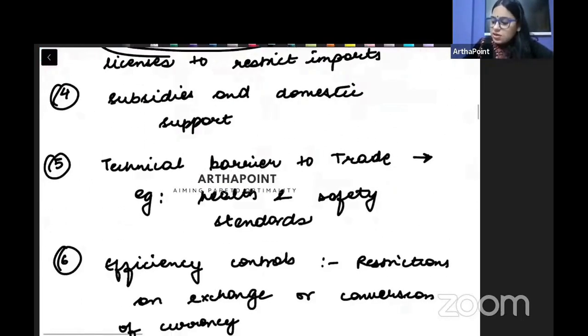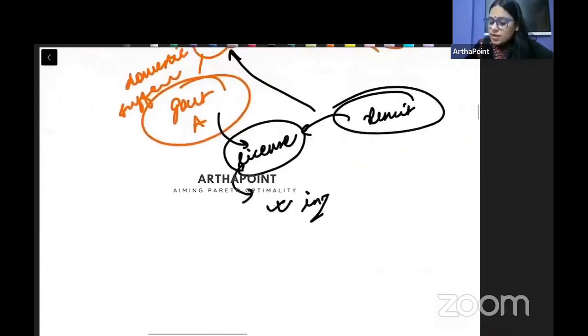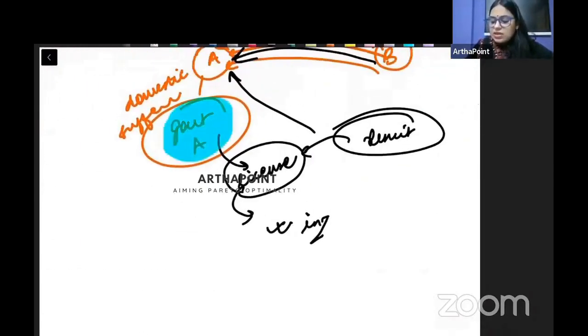Beta, next. Domestic support and subsidies to domestic producers. Now what is this country doing? The government of the country is saying, let me support my infant industries.